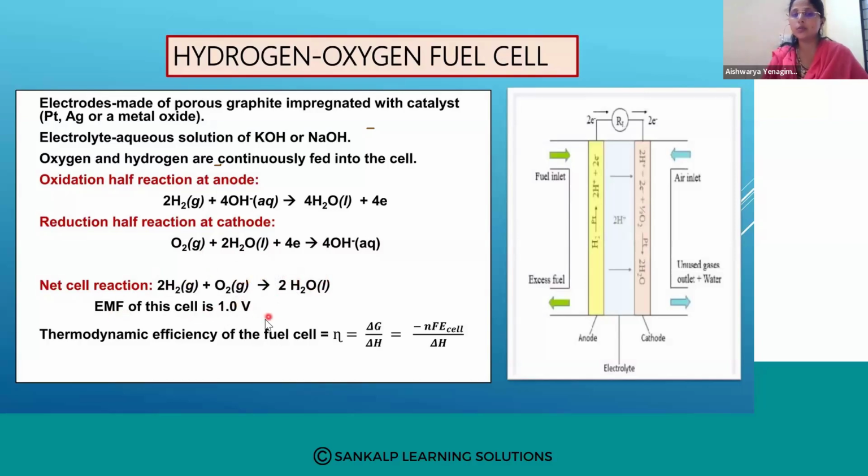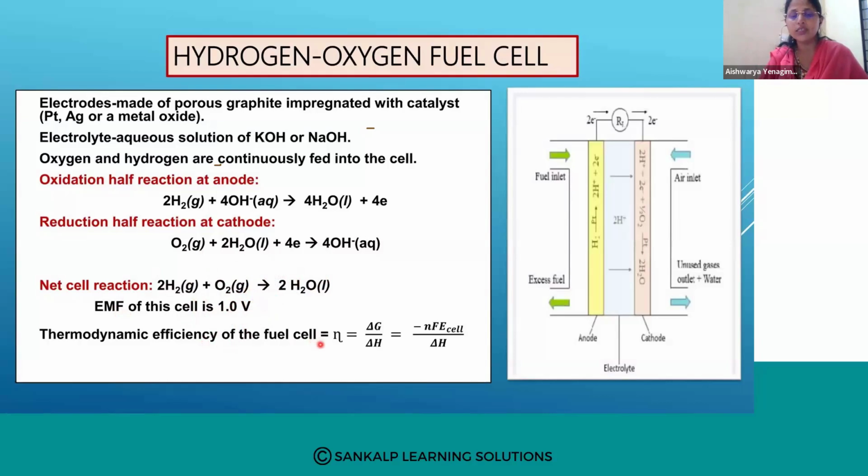EMF of this cell is, please do remember the EMFs. We don't have many cells. We have hardly the lead storage cell. We are having nickel cadmium. This is one, the hydrogen oxygen fuel cell. Other than that, the EMF you should know. So EMF of this cell is 1.0 volts.